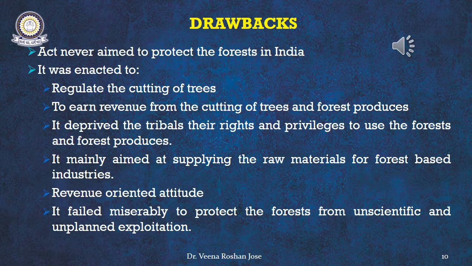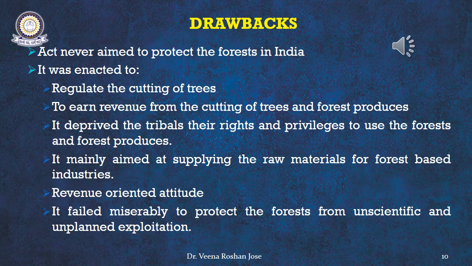Now let us see what are the drawbacks with regard to the provisions of this Indian Forest Act of 1927. Firstly, very plainly, it can be said that this Act never aimed to protect the forests in India. It was enacted by the British, and their intention was just systematic exploitation of forest and forest produce, including timber. This statute was enacted to regulate the cutting of trees. That means the monopoly was given to the state government so that no other private person was allowed to cut the trees, and to earn revenue from cutting of trees and forest produce.